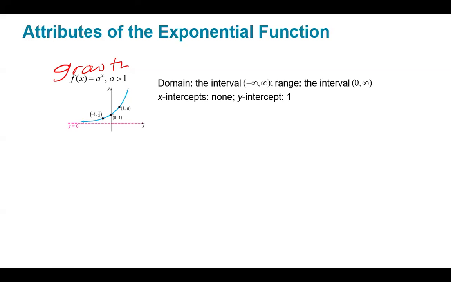All right. Our x-intercept doesn't exist because we can't touch the x-axis, and our y-intercept, as we said, is at (0, 1). We have our horizontal asymptote. Our horizontal asymptote comes into play as our x's go towards negative infinity.